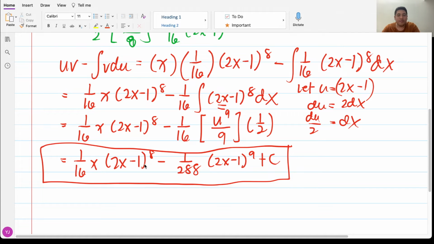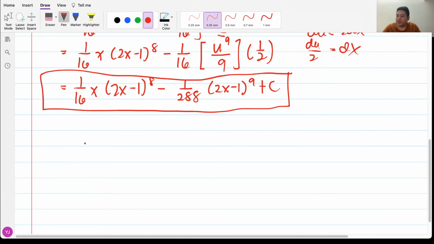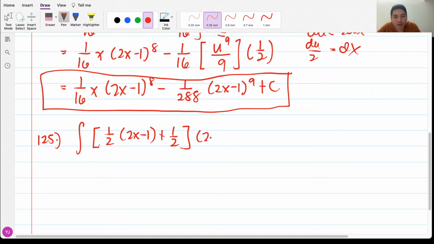So let me just reopen my screen. All right, so for the next problem, problem 125, we have the integral of 1 half (2x minus 1) plus 1 half, and then we have (2x minus 1) raised to 7 dx.